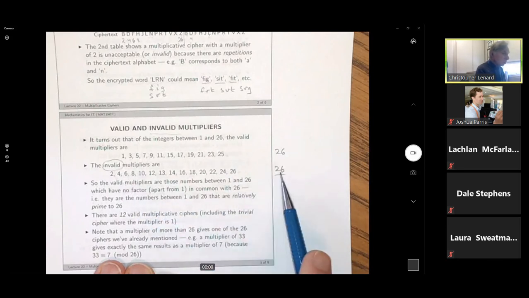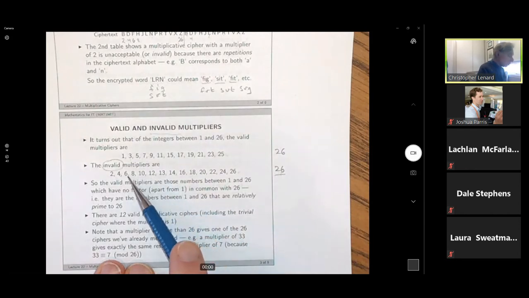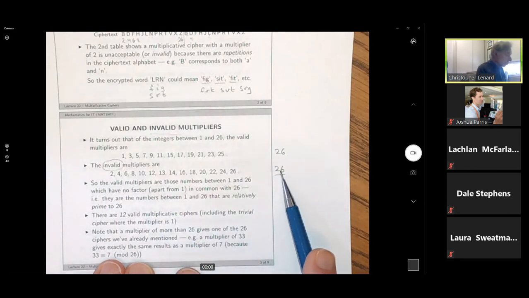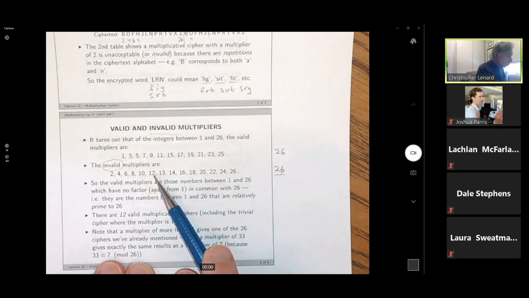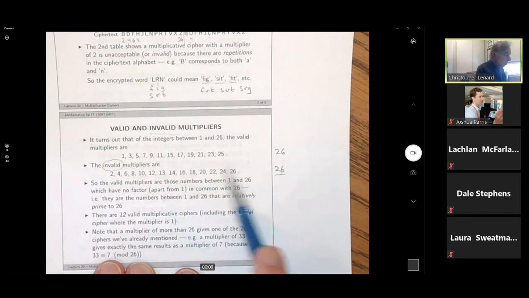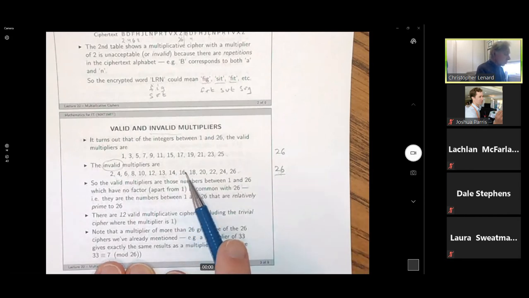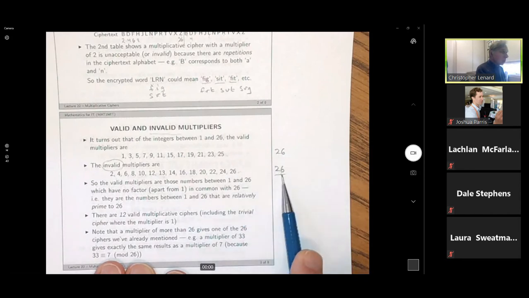6 doesn't go into 26, but there's a common factor. 8 doesn't go into 26, but there is a common factor. Same with 10. 10 has a common factor with 26, namely 2. Same with 12. 12 has a common factor with 26. 13. Okay, it isn't even, but it has a common factor with 26. So 13 goes into 13 and 13 goes into 26. Now we go back to 14, 16, 18. All of these have a common factor with 26 that isn't 1.